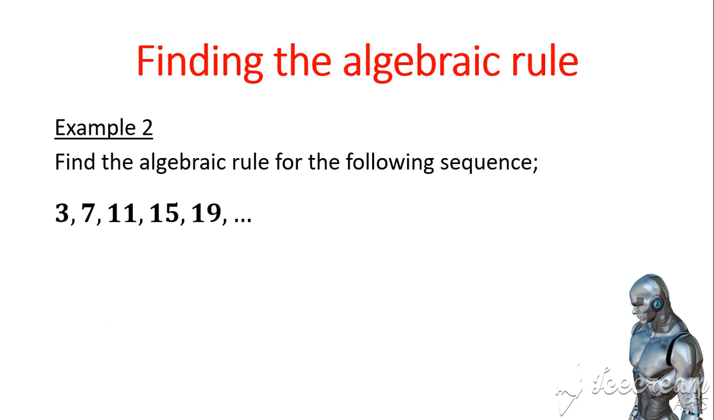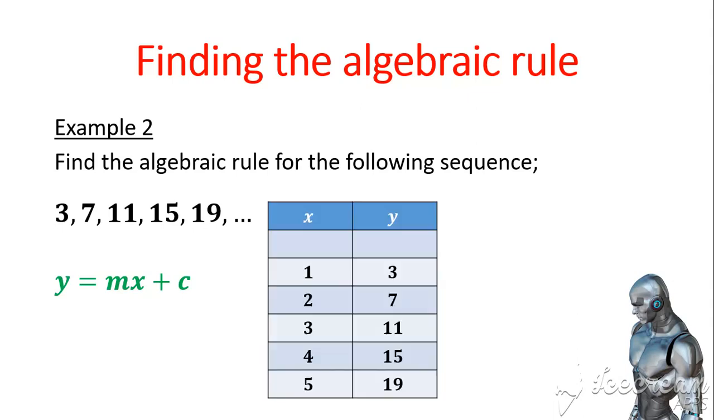Right, let's move on to a second example and do it all over again. Find the algebraic rule for the following sequence: 3, 7, 11, 15, 19. Have you figured out that we add 4? Let's write down the rule that we're going to use: y equal to mx plus c. Let's bring up our table. Remember, the first number in the pattern is 3, the second number is 7, the third number is 11, and so on.